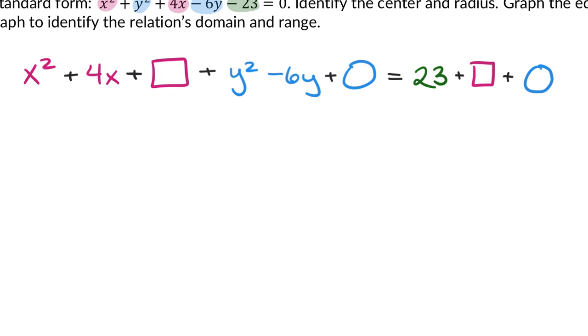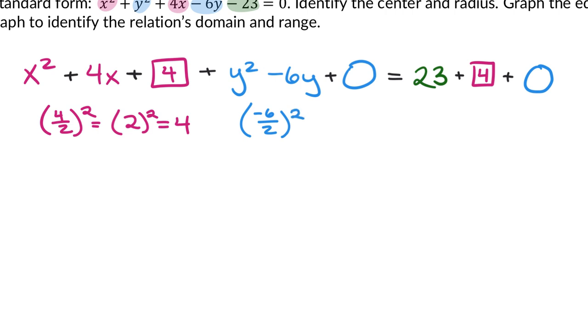Let's complete the square for the pink. And it's pink. Yeah, that one is pink. 4 divided by 2 squared, which is 2 squared, which is 4. So what number goes in both boxes? 4. I'm going to put a 4 in both boxes. We repeat for the blue. Negative 6 divided by 2 squared, which is negative 3 squared, which is 9. 9 goes on both sides in the blue box or in the blue circle.